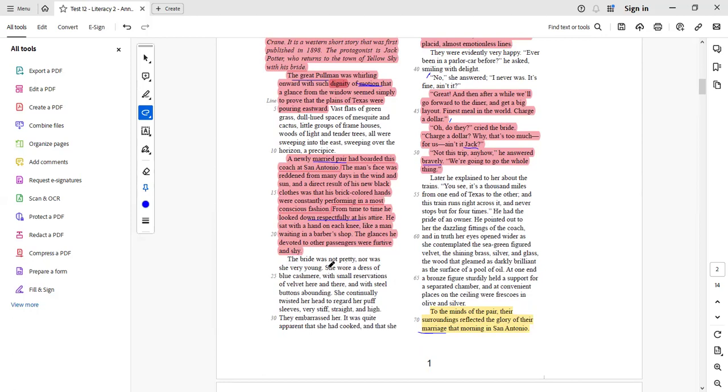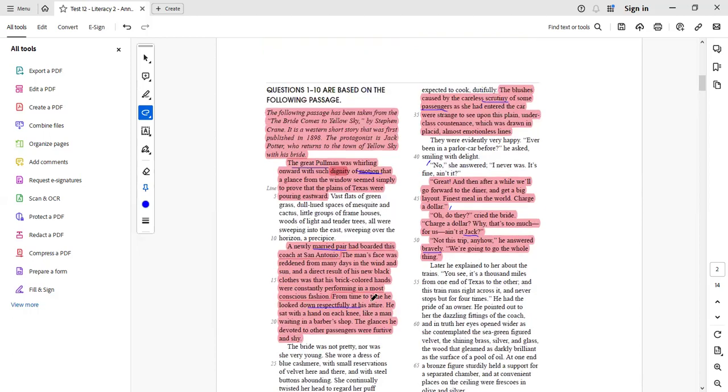The bride was not pretty, nor was she very young. She wore a dress of blue cashmere with a small reservation of velvet here and there, and with the steel buttons abounding. Now who is he describing? His wife. She continually twisted her head to regard her puff sleeves, very stiff, straight, and high. They embarrassed her. It was quite apparent that she had cooked and that she expected to cook dutifully. The blushes caused by the careless scrutiny of some passenger as she had entered the car were strange to see upon this plain, underclass countenance, which was drawn in placid, almost emotionless lines.